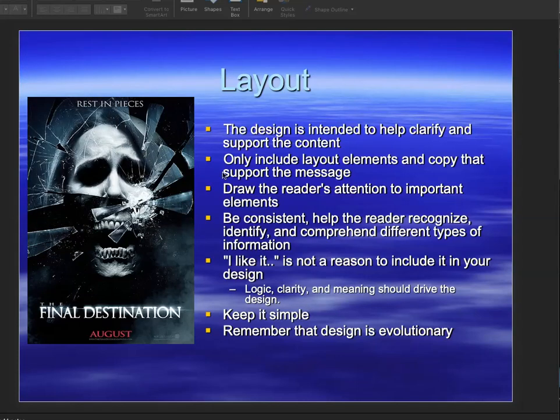Okay, and finally we are going to go to layout here, right? Layout is how it all comes together, right? So if we look at this layout here for this photo, the first thing you probably notice is the striking image of what's going on.